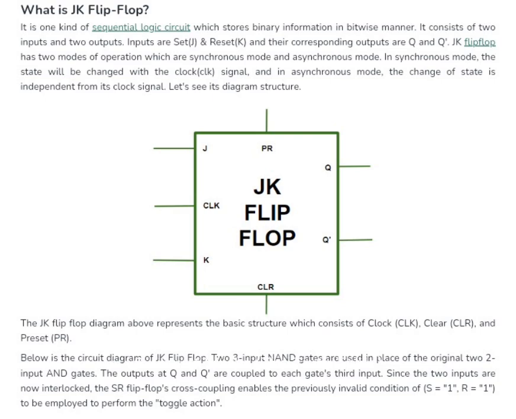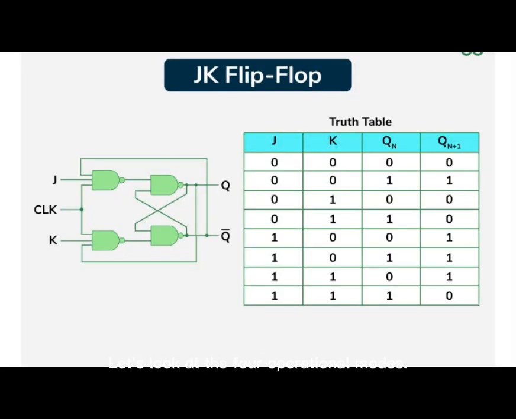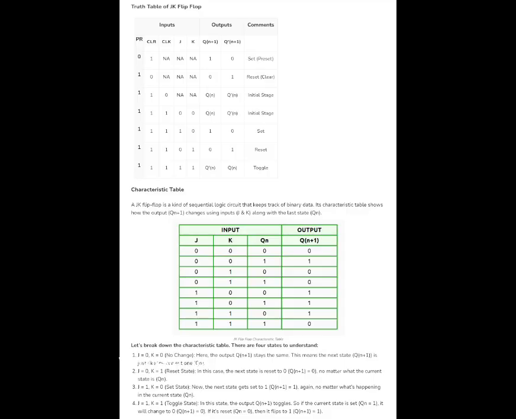2. How it works, the truth table. Let's look at the 4 operational modes. This is where the magic happens. No change, J equals 0, K equals 0. If both inputs are low, the flip-flop is in hold mode. Whatever value is there stays there.